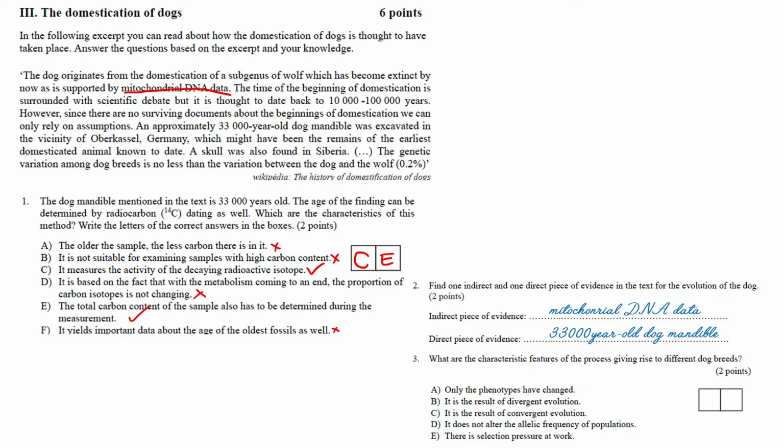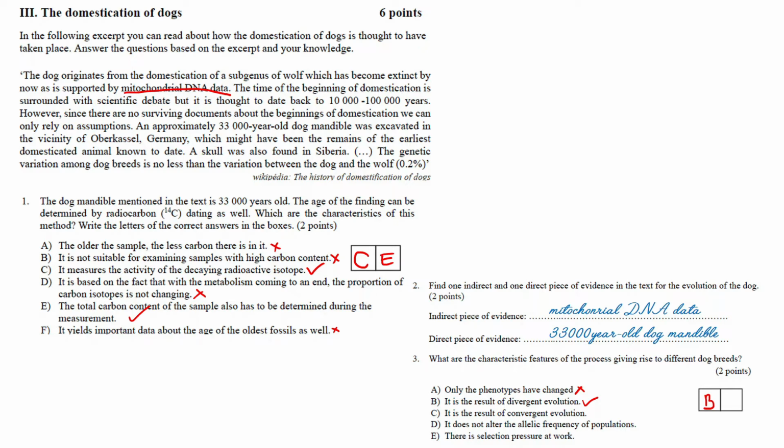What are the characteristic features of the process giving rise to different dog breeds? So let's look at evolution a little bit. Only the phenotypes have changed. Obviously, this cannot be true. Genes must be changed in order to have different dog breeds. It is the result of divergent evolution. I have a feeling this is going to be one of the good answers, considering the fact that divergent evolution is describing the process by which species from a common ancestor become more and more distinct from each other due to selection pressures. Just remember what we have learned about homologous organs.